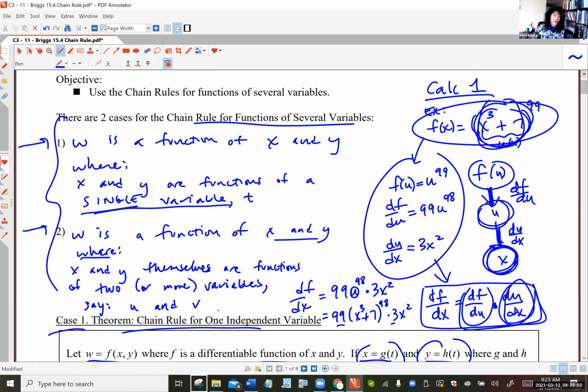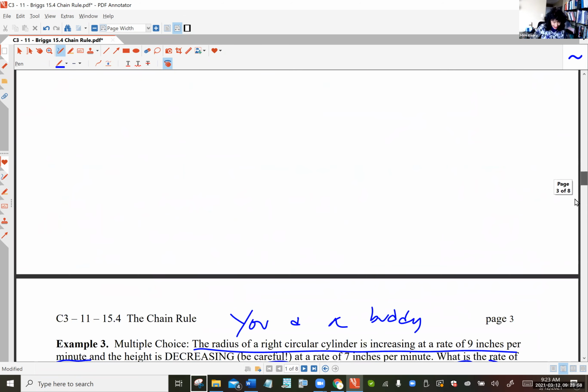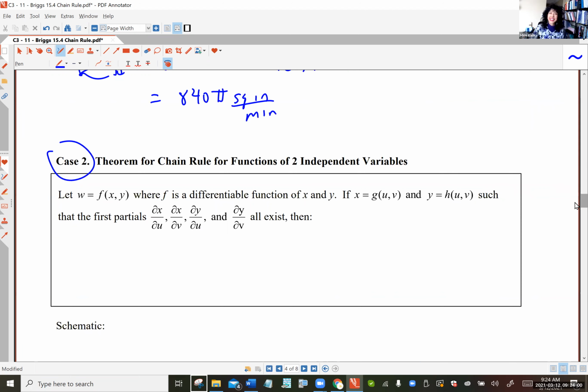So this gets a little messy because you have more than one independent variable. You have more than one variable driving the bus, is how I like to say it. So we'll start with something somewhat simplistic. Simplistic meaning not too many variables going on.